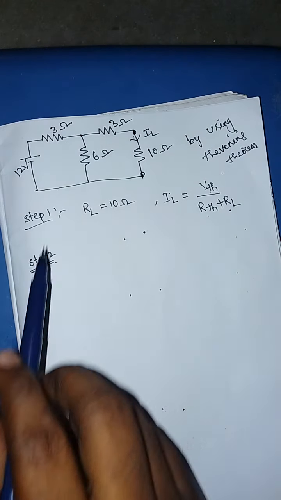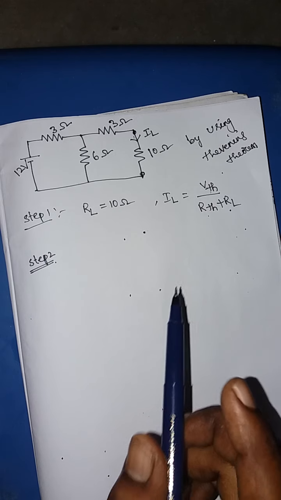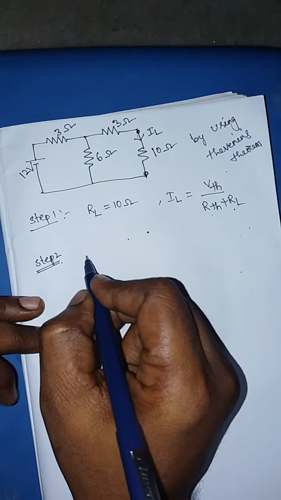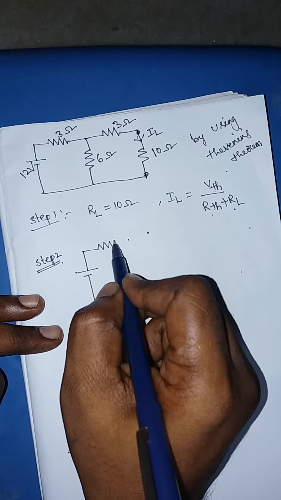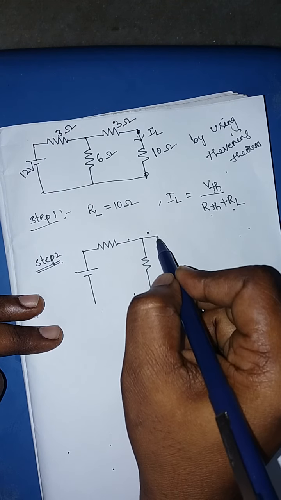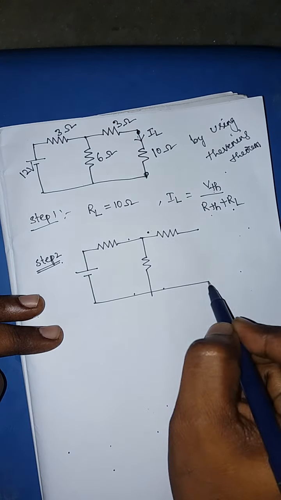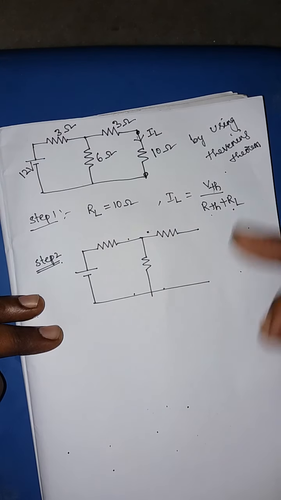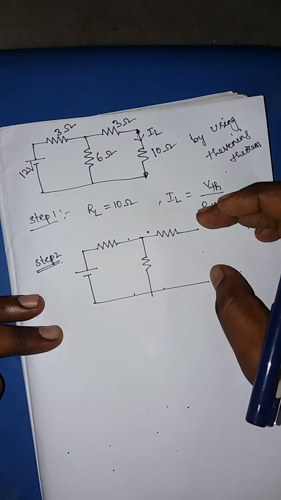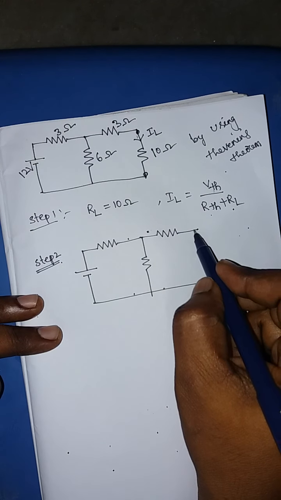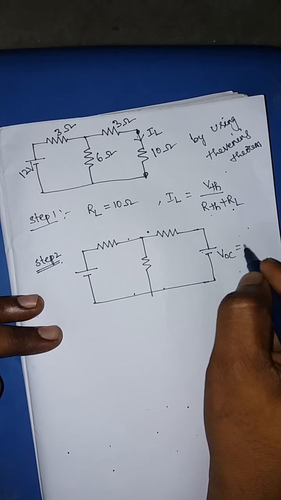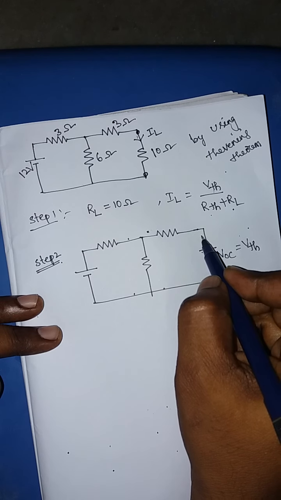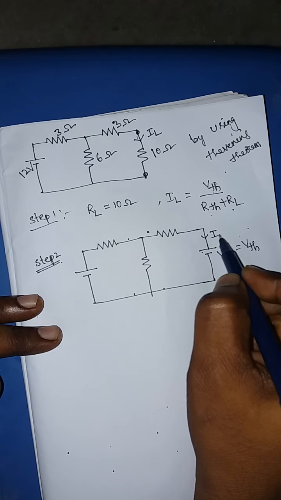Yes, what is step 2? Remove the load from the given network and replace with one voltage source. That voltage source may be Thevenin's voltage. Therefore I am removing the load resistance. When this 10 ohms is removed, here you have the open circuit. Therefore the voltage across this open circuit is the open circuit voltage. Hence let it be VOC or VTH. Now you know that there is no current flowing here. So the current here is 0.